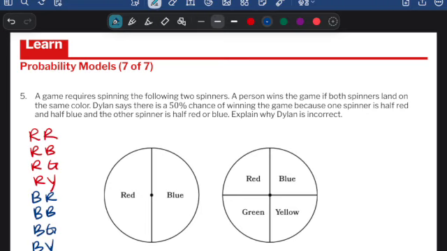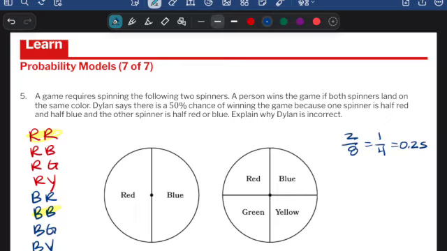Winning the game is spinning the same color. So how many times did we spin the same color on both spinners? We got a red and a red, and a blue and a blue. Only 2 times out of 8. So we only win the game 2 times out of 8, or 1/4, which is 25% of the time.